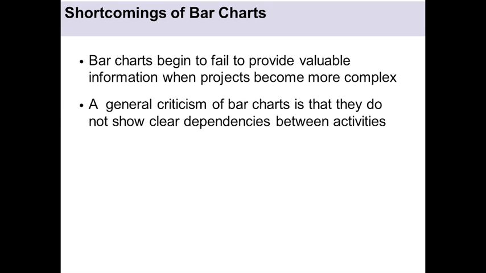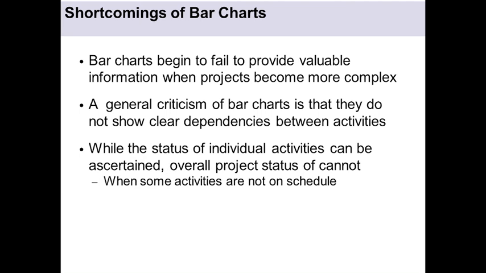Bar charts begin to fail to provide valuable information when projects become very complex. There are some shortcomings of the bar chart. There are limitations if the project is very complex and a number of activities are involved. So the bar chart has limitations. It fails to provide valuable information about the project. A general criticism of the bar chart is that it does not show clear dependencies between the activities.